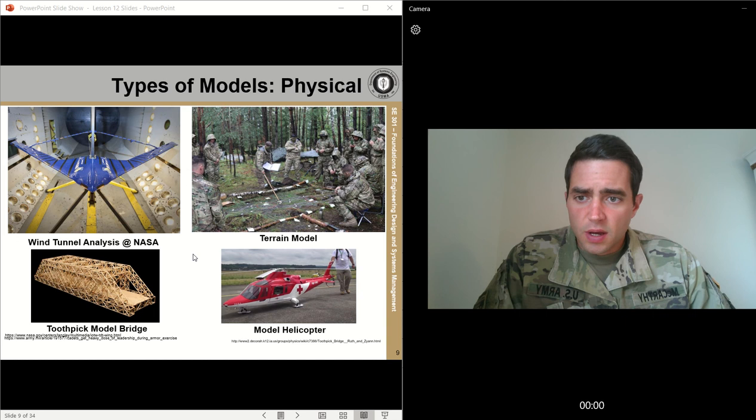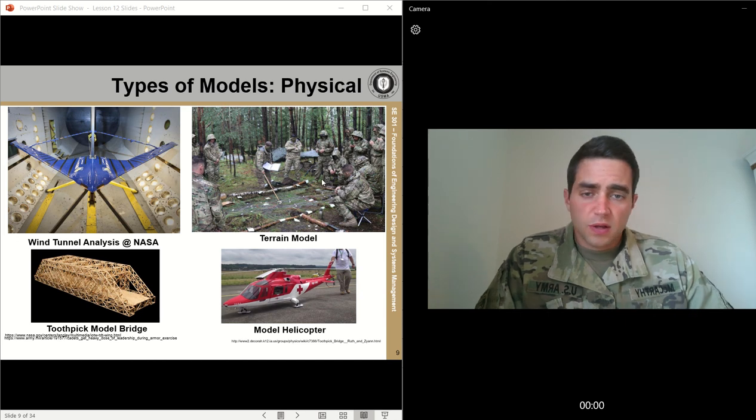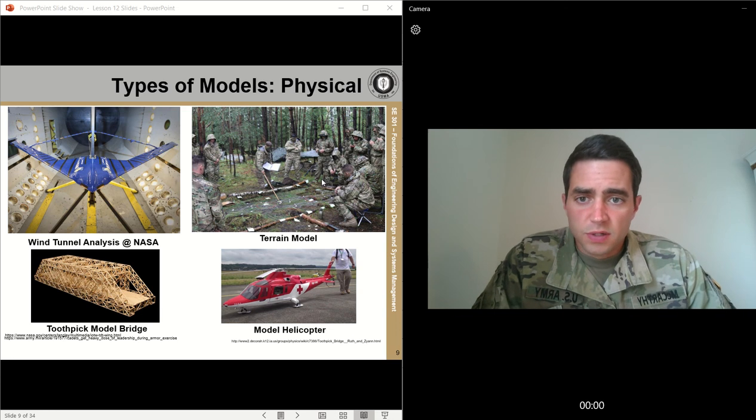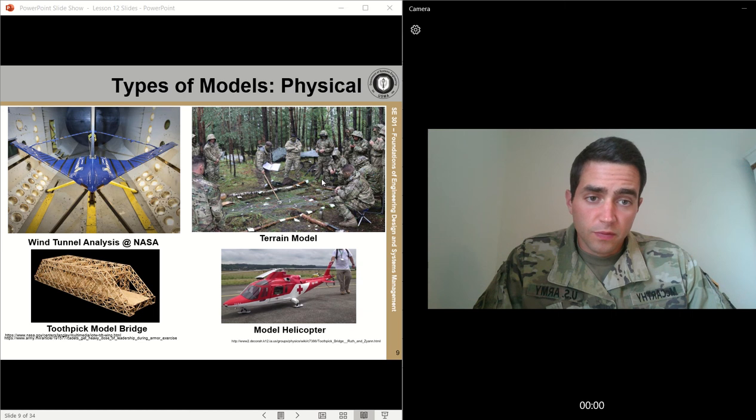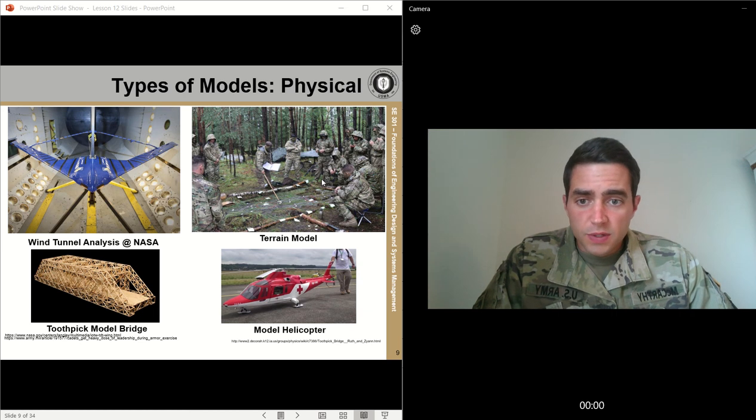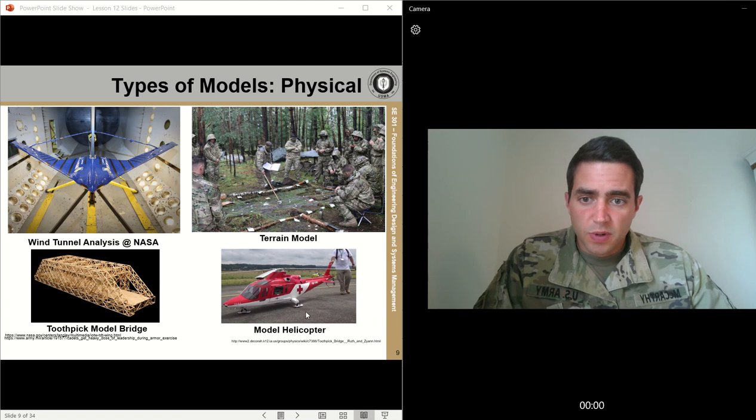You could use modeling to simulate the effects of wind on a bridge, and then modeling we use all the time in tactical situations where we build terrain models so that we can simulate an operation or a particular event occurring in a combat environment. So those physical models are used quite frequently. One thing to note, though, is that they can be expensive. It can be pretty expensive to conduct experiments through building prototypes or through building model vehicles or systems.